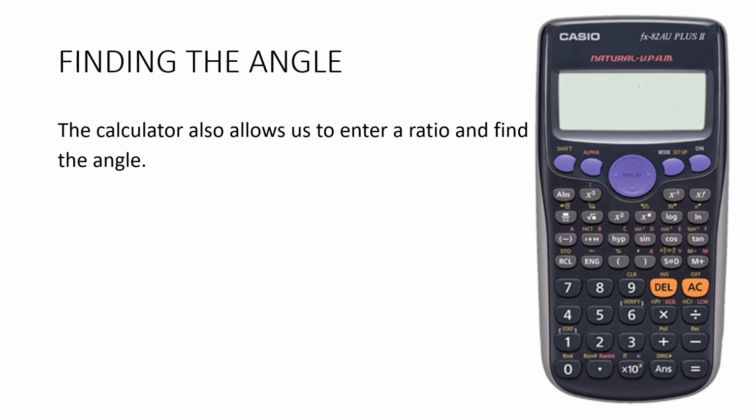Now the calculator also allows us to enter a ratio and find the angle. And to do that, all we've got to do is hit Shift. So we go Shift and then press one of these buttons. And that's going to give us inverse sine, inverse cos, or inverse tan.